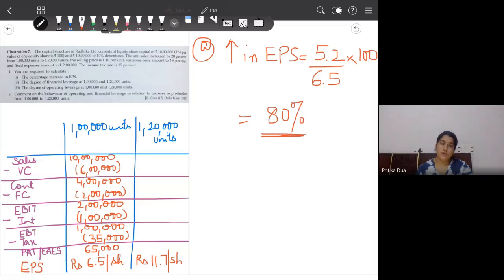Okay, so the next two parts of main part A, and then the second question, comment on the behavior. Please complete these parts. You have to simply put in the values in the formula for financial leverage and operating leverage. And as you can see, both the leverages will be increasing, and they'll be increasing more than proportionately, because only then are you getting an 80% increase in EPS.